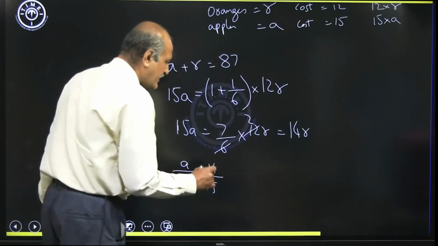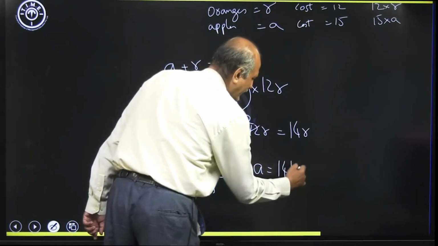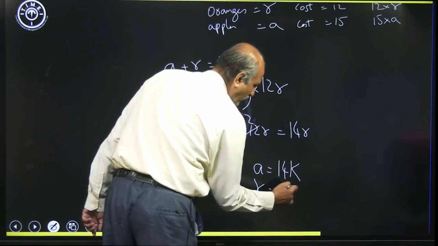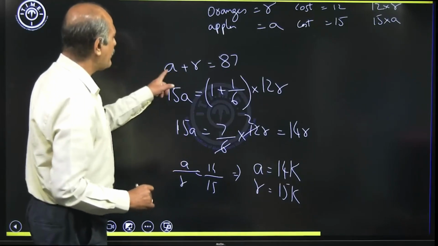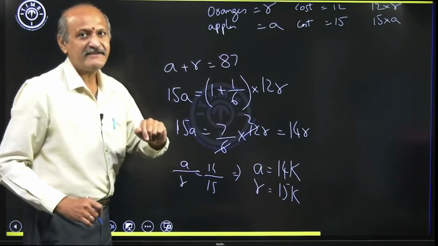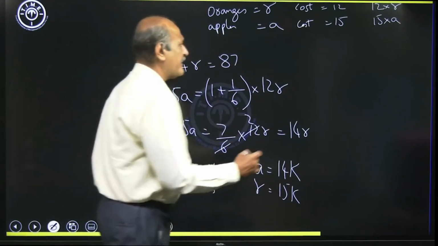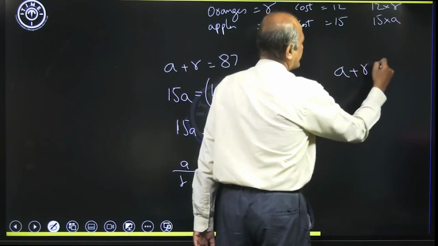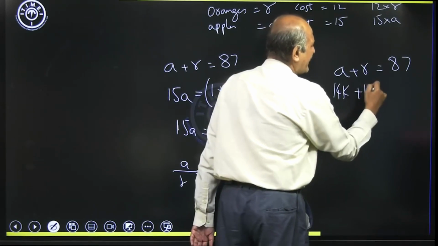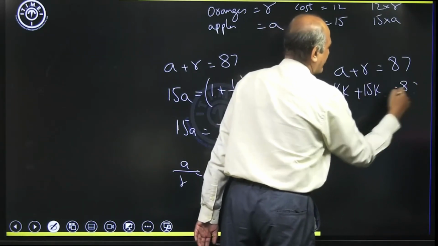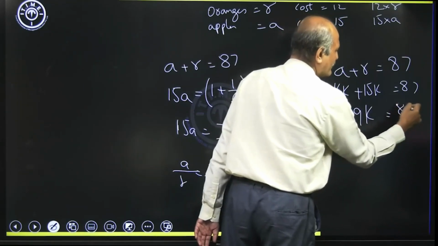For some time here, let the apples purchased be 14K, and let the number of oranges purchased be 15K. Already we know that A plus R is equal to 87. Now let me replace A with 14K and R with 15K. Once again, A plus R is 87, and now I got 14K plus 15K is equal to 87. That gives me 29K is equal to 87.